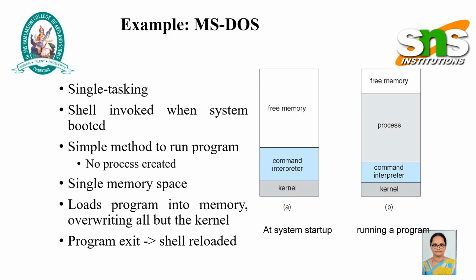Example, MS-DOS. It is a single-tasking system with a simple method to run a program. No process is created. Here it has a single memory. It loads the program into memory, overwriting everything that you have specified.